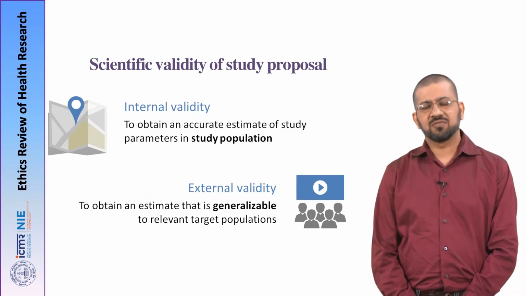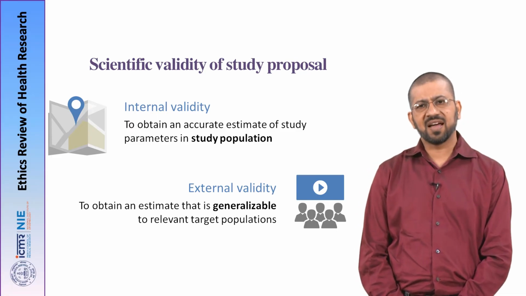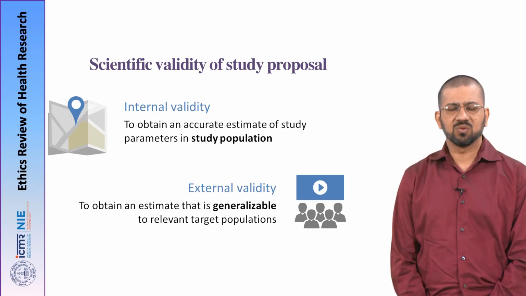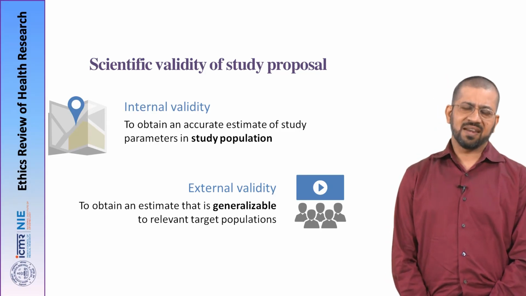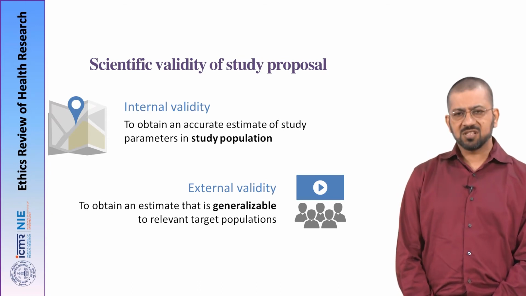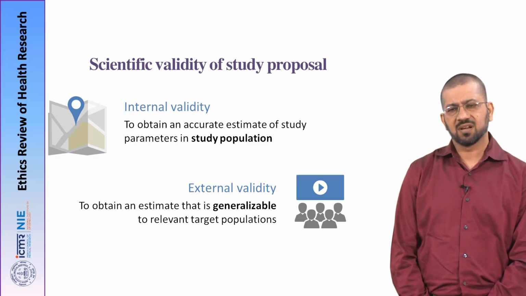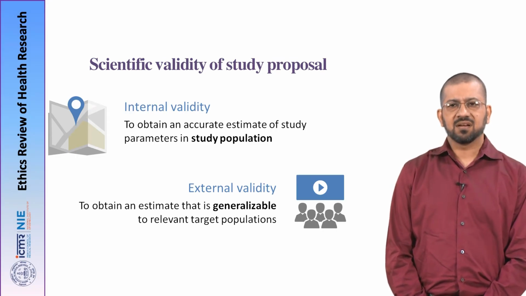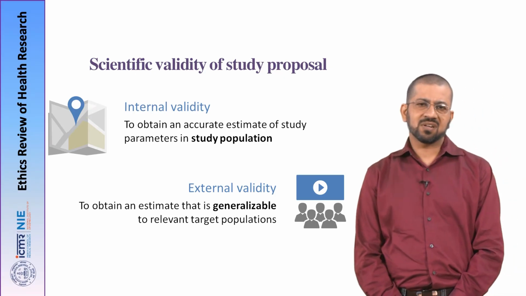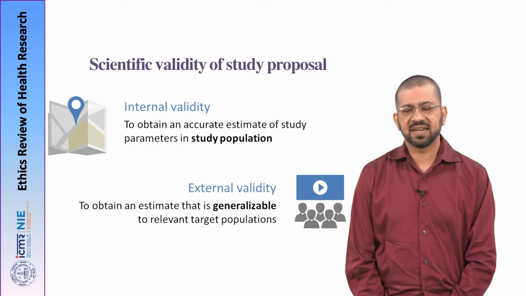Once we are sure that a proposal has a justifiable rationale, the next part of the proposal to be looked into is the scientific validity of the proposal, which basically means the methodology that is proposed in the study to answer the research question, and how appropriate that is. The appropriateness can be judged in two ways. We have what is known as the internal validity of a study as well as an external validity.